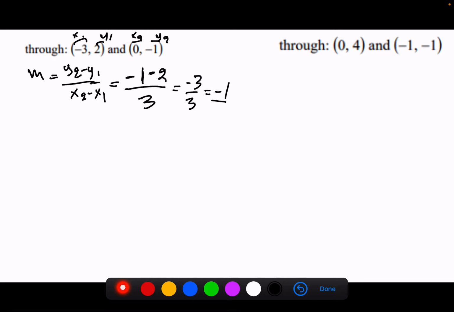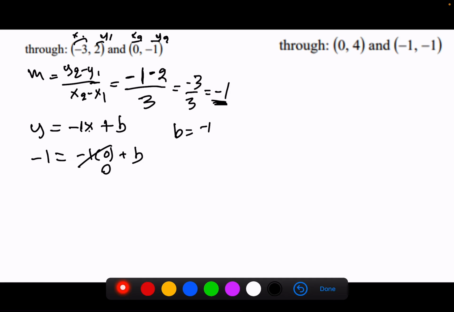And now I can solve for b by writing it in y equals mx plus b form. So I can rewrite this as y equals negative x plus b, because I just plugged in the slope here, negative 1x. And given the point 0, negative 1, I can plug in 0 for x, and I have negative 1 for y. So negative 1 is equal to negative 1 times 0 plus b. Negative 1 times 0 is 0, so negative 1 is equal to b.